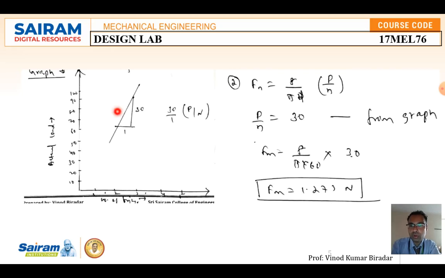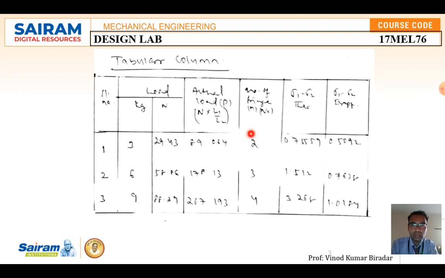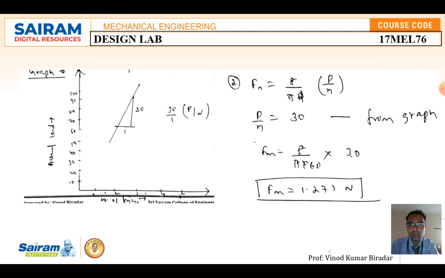Along with that you have to plot the actual load, so you draw an x-y line. The actual load goes from 10 to 100, and the number of fringes goes up to 6. Plot the line: at 2 fringes you mark at what load, and at 3 fringes, and so on. So mark this point, this point, this point: at 2, 89.06, then 178 and 267. You draw that notation here and take the slope. You get P by N equal to 30, which we got from the graph. Then the fringe material is f is equal to 8 into P by N divided by pi d. Substituting here, you get the fringe material equal to 1.273 Newton.